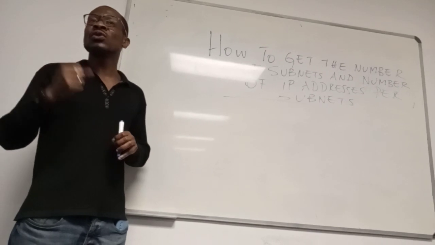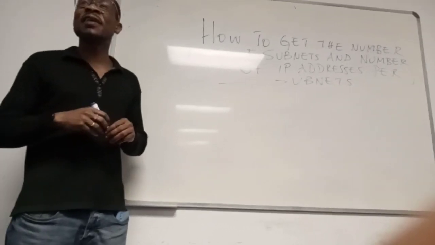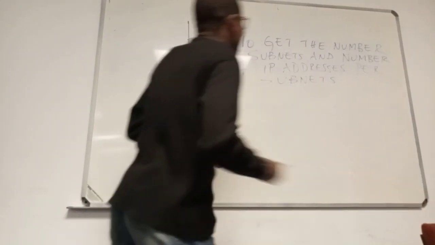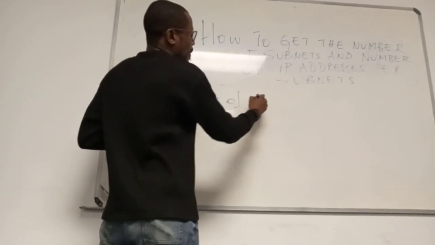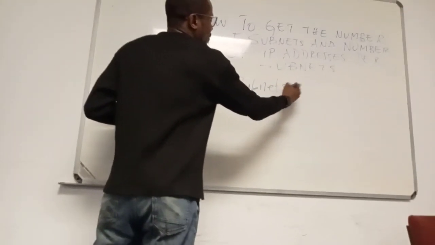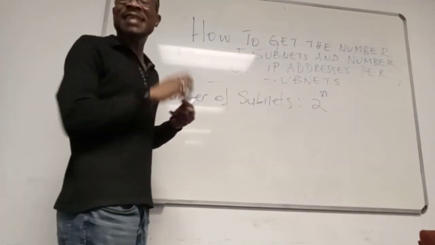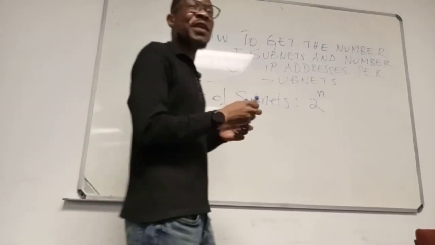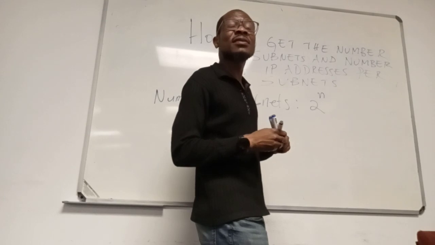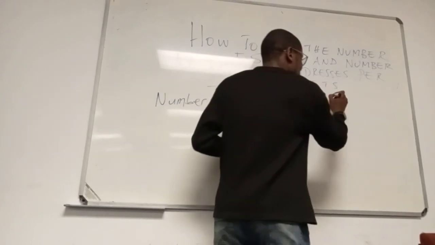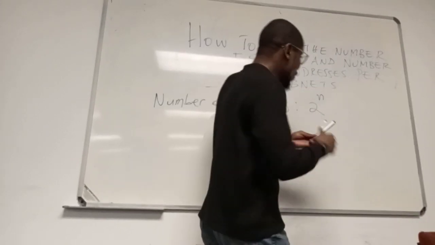And how to know the number of what? Hosts, right? The formulas are very easy again. Number of subnets is 2 to the power of n. That n from here will reflect what? It will show us the network bits. Right? So you're going to count them. You remember after changing, how many you are going to have.